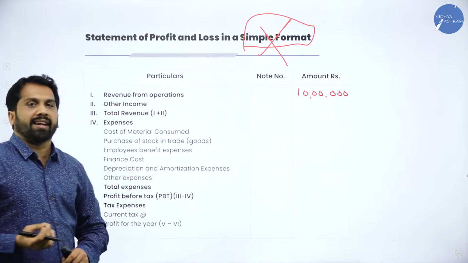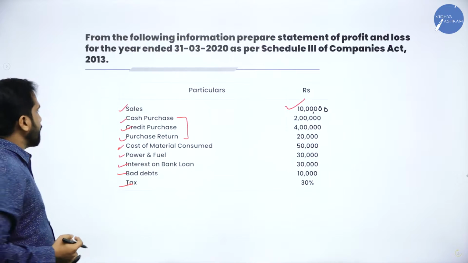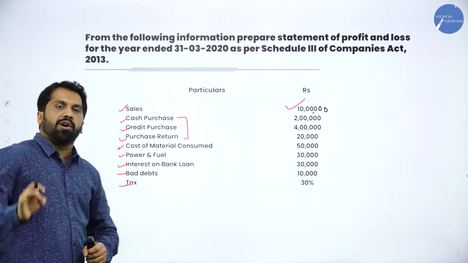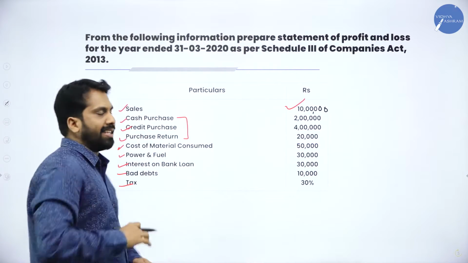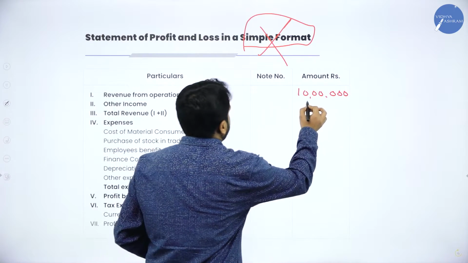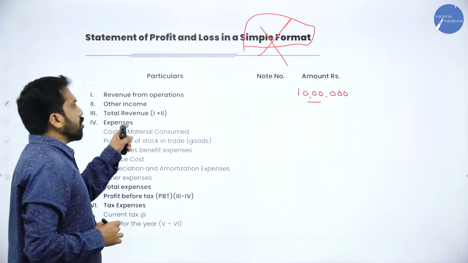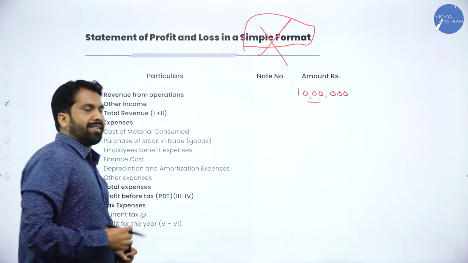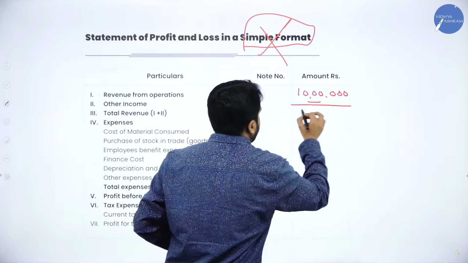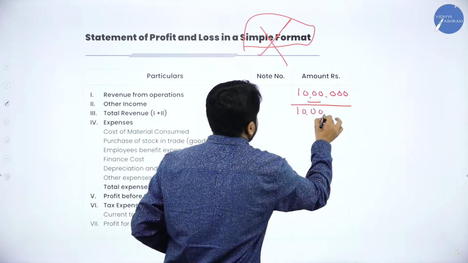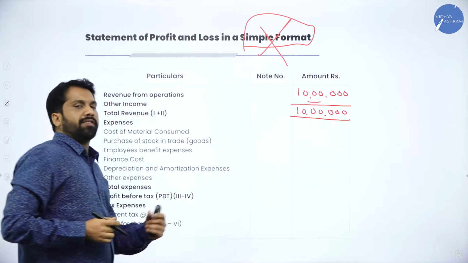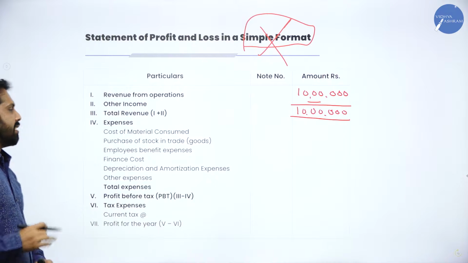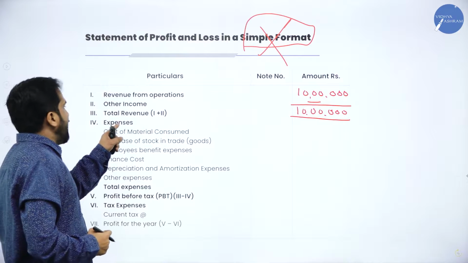What is the next one? Other income. In the question, they have not given other income. So we should write what? Nil dash. Other income, nil. Total revenue. How much you got total revenue? The total revenue is 10 lakh. Total revenue, how much you got? 10 lakh. After this, expenses.